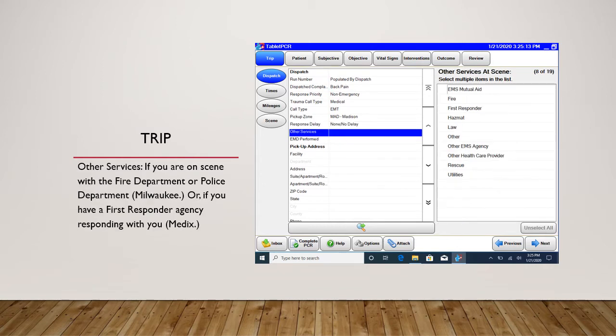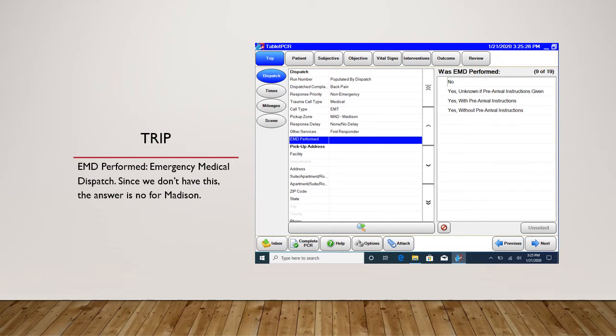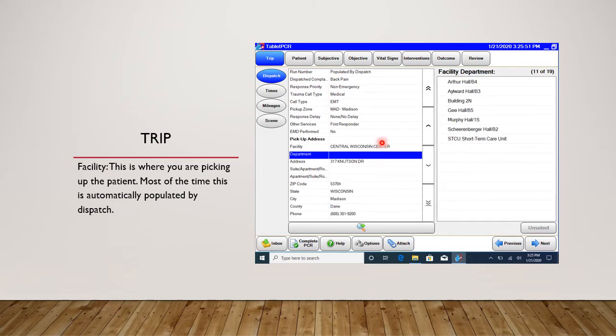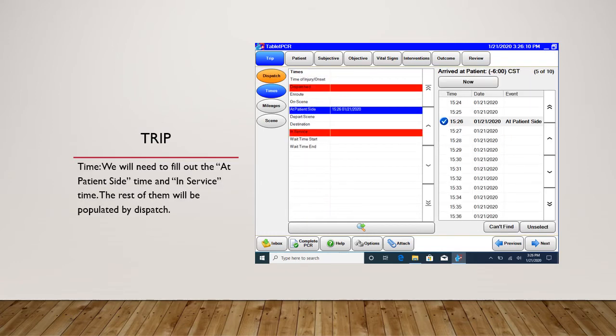Other services on scene, where this was fire on scene with us, first responders, what have you. EMD performed for Madison, it's always going to be no. We do not have an EMD certified dispatch center, so it's not something we need to worry about. Pickup address. This is something that is going to be auto-populated by dispatch. When you see it, all this stuff will be populated in there already. The only thing that might not be is the department. We're just going to put Murphy Hall.